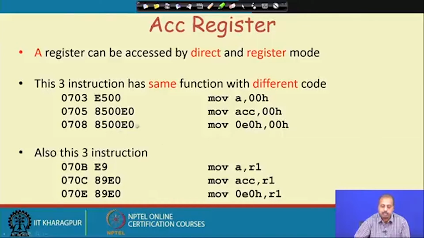So, this instruction and this instruction are the same, and this is semantically the same as that instruction, though the size of the instruction here is 2 bytes and here it is 3 bytes, but semantically they are the same. Similarly, these three instructions, MOV A, R1, then MOV ACC, R1 and MOV 0E0 hex, R1, are all the same. E0 is the address of the accumulator register, so all these instructions have the same meaning.